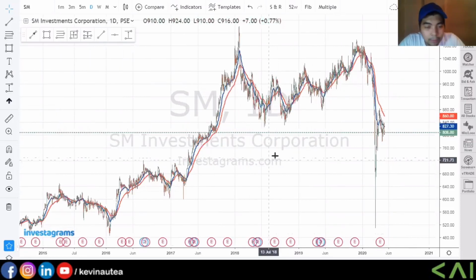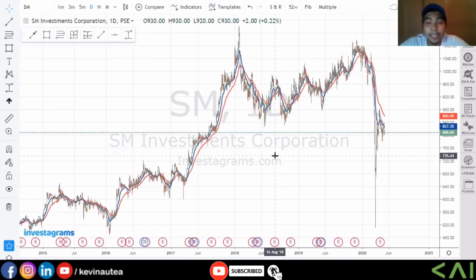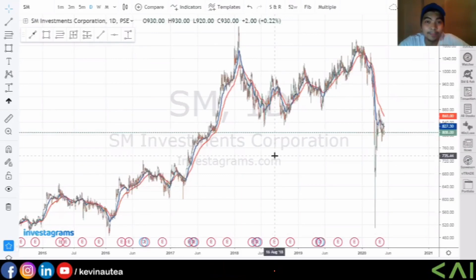All right, so that's it. That's the short-term to intermediate-term indicator that we can use, especially today, so that we can anticipate buying a stock when we see these signs and confirm it with other indicators. So that's it, and thank you for watching.